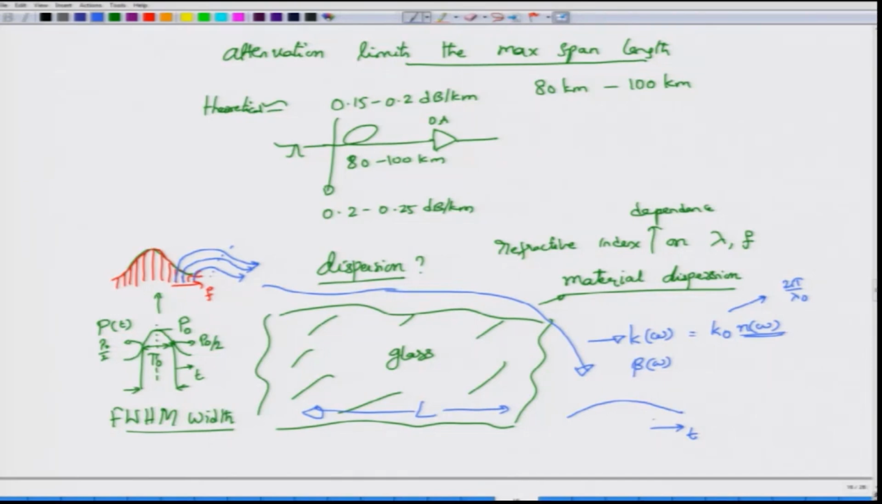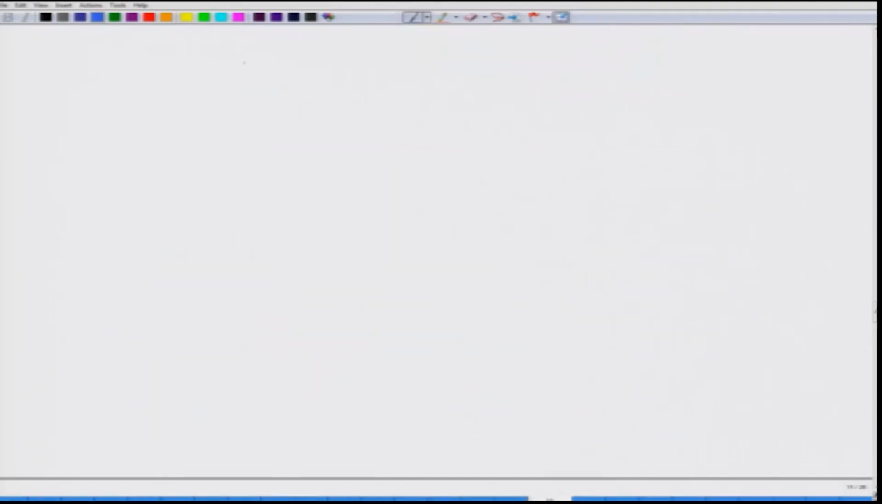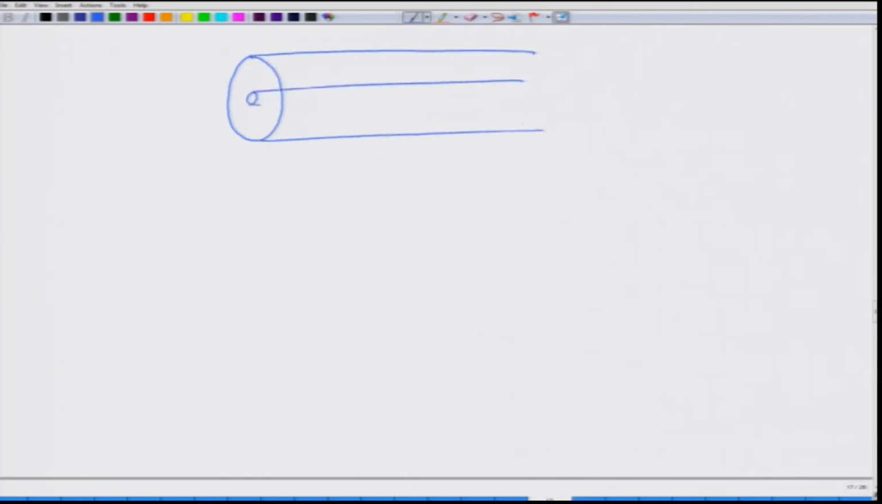But coming back to dispersion, what I have shown here is the normal dispersion, and this normal dispersion has arisen because of the refractive index dependence on wavelength and frequency. So, this is the material dispersion. Now, in optical fibers and in waveguides, you will see that in addition to material dispersion, there will also be another dispersion because of the geometry itself.